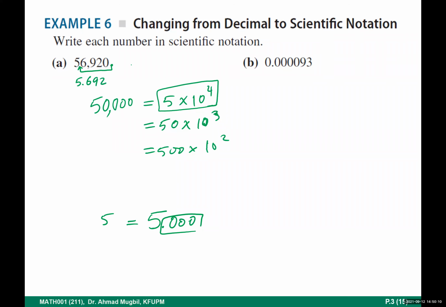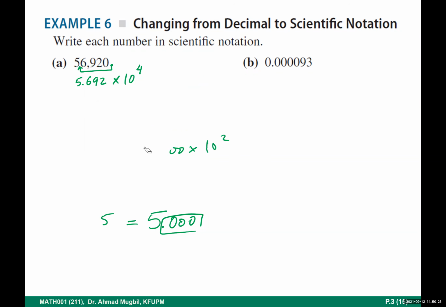5.6920, whatever. If you want to continue writing zeros, no problem. So this will be multiplied by what? 10 to the power what? How many digits? 1, 2, 3, 4. So it will be to the power 4. Check, because some of you write it as negative 4. Is it 10 to the power 4 or 10 to the power negative 4? Are we minimizing or maximizing the number here? In fact, it is the same value.